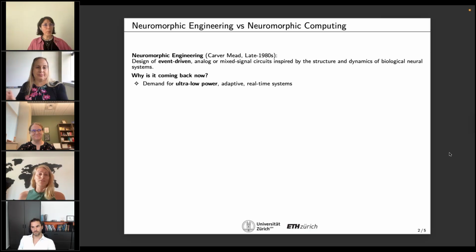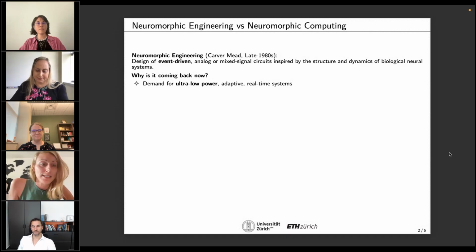So I want to start with something simple, with the definition of neuromorphic engineering, something very classic, something that started with Carver Mead in the late 80s, with the idea of designing event-driven analog or mixed signal circuits inspired by structure and dynamics of biological neural systems.